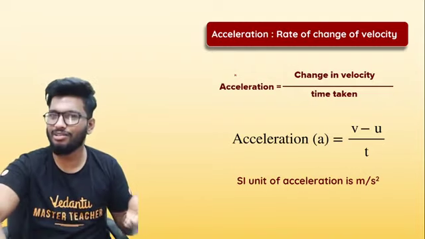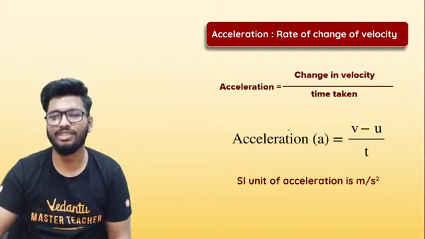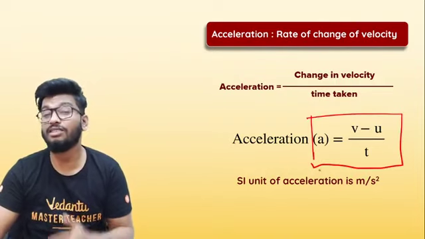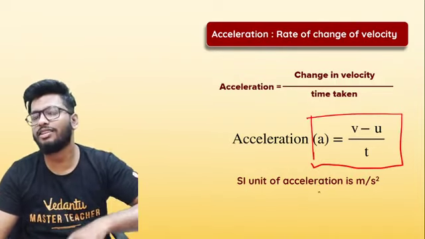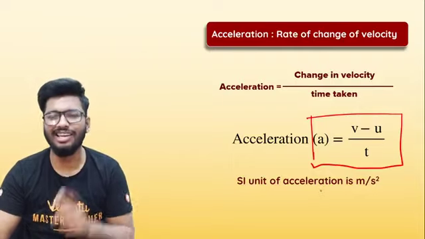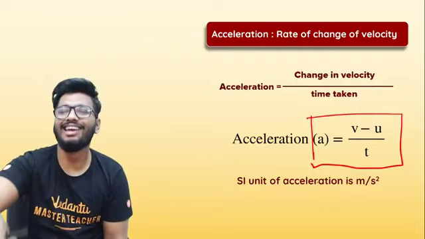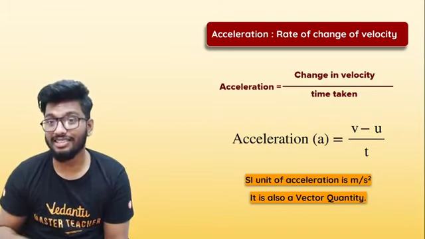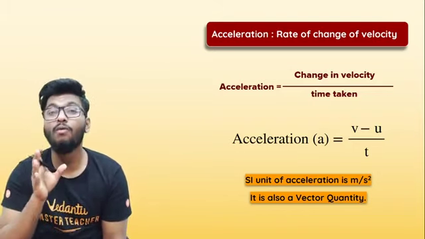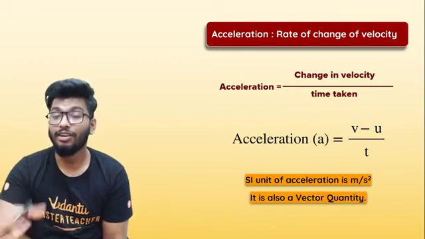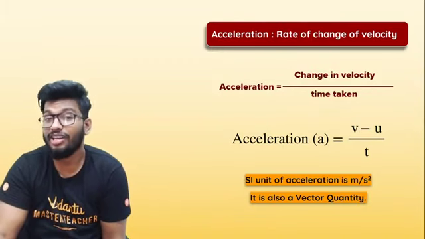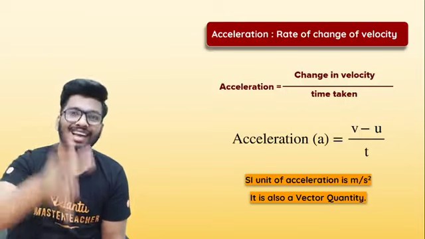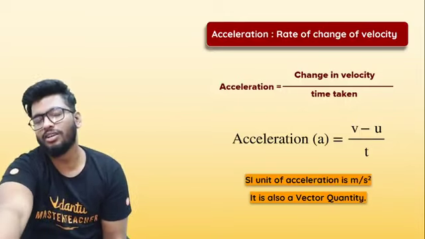So if you remember, I told you this formula as well. A, which represents acceleration, is equal to (V minus U) by T, where V is the final velocity, U is the initial velocity, and T is the time taken. And the SI unit is meter per second square. In the case of acceleration, guys, this is also a vector quantity, because you're talking about the rate of change of velocity, and velocity we already know is a vector quantity. So acceleration is also a vector quantity itself.